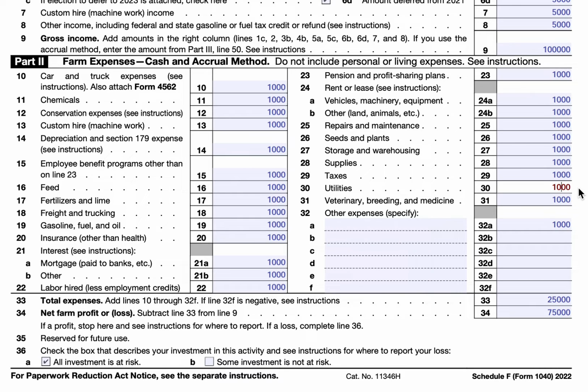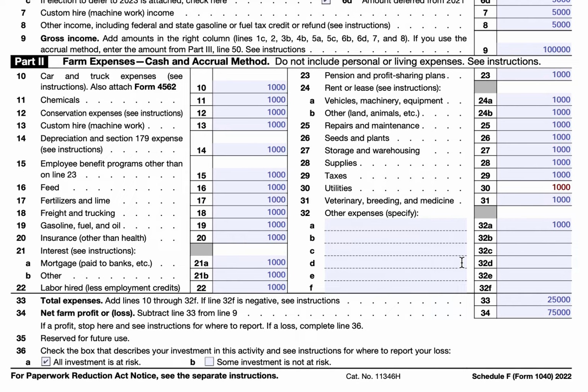In line 31, you would enter any veterinary, breeding, or medical costs. In line 32, there is a long list of other expenses that you can also include. We go into a little bit more detail about the deductibility of those expenses in the article, so I'll just make this one point here.